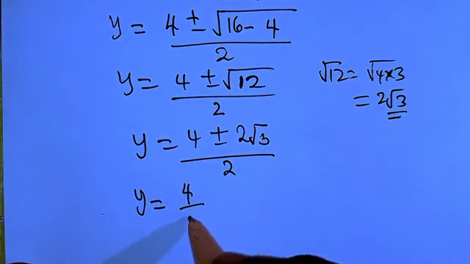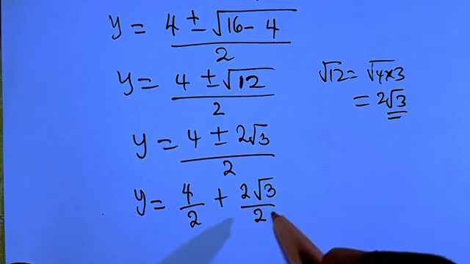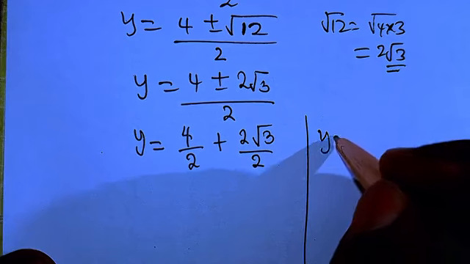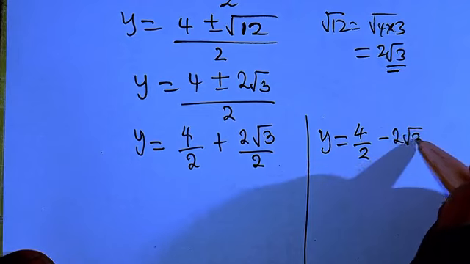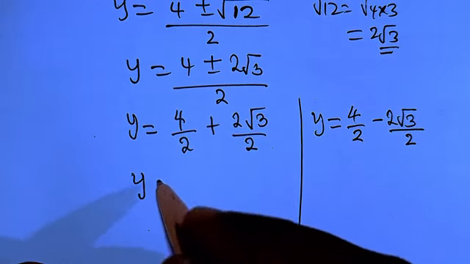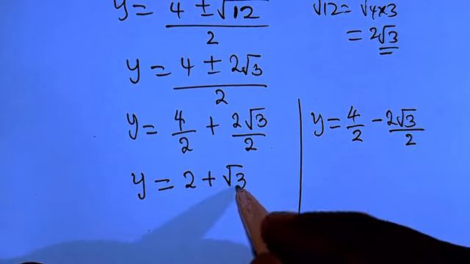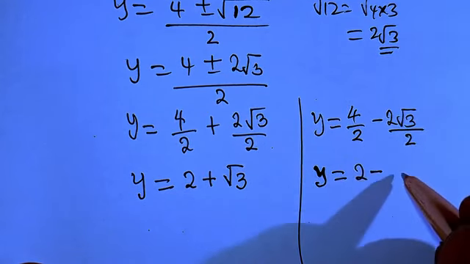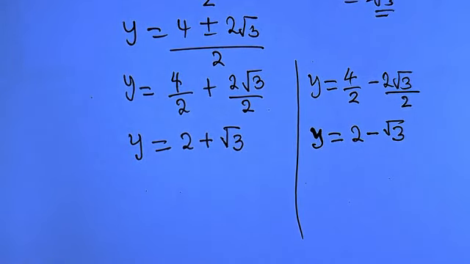So you can have y equals 4 over 2 plus 2 root 3 over 2, considering the positive value. Then we can have y equals 4 over 2 minus 2 root 3 over 2, considering the negative value. So here y equals 4 divided by 2 will give us 2, plus 2 divided by 2, 1, then we have this. Same thing here, y equals 4 divided by 2, 2 minus, we cancel this, we have root 3.